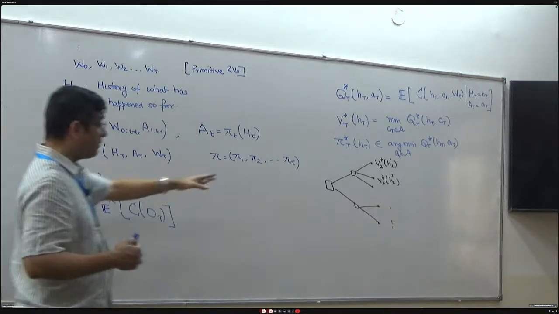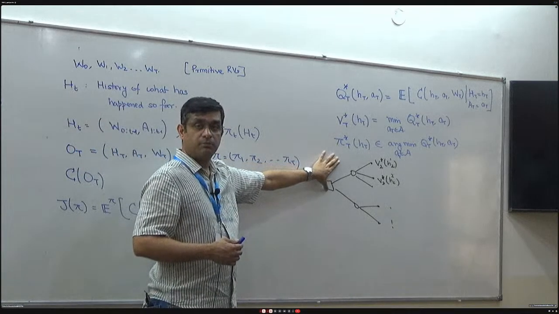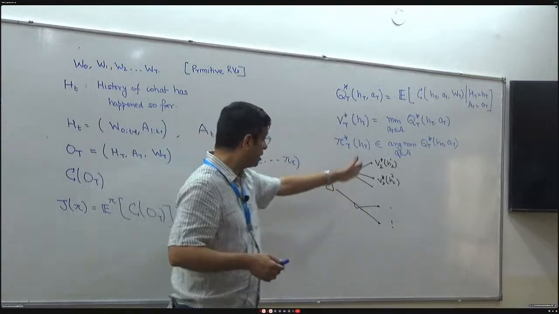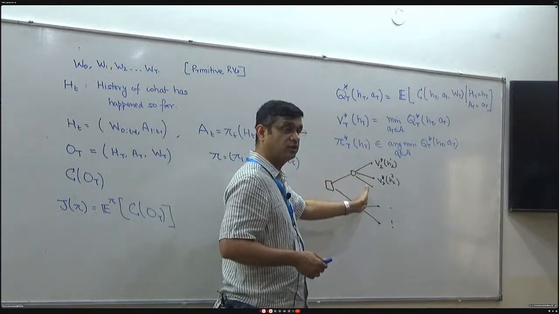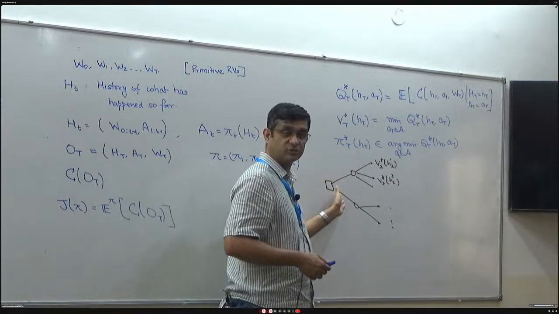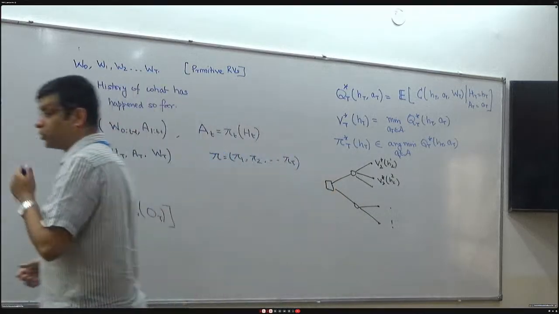Now I'm exactly in a one-stage problem, and I follow this procedure again. I do averaging over the last nodes, I do optimization over the decision nodes. Okay. So what is that going to look like?